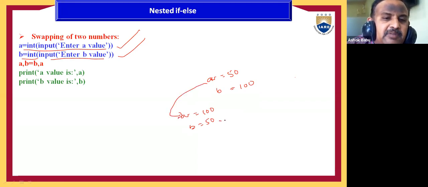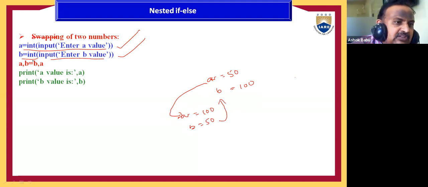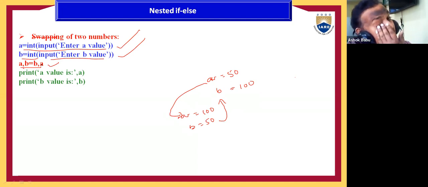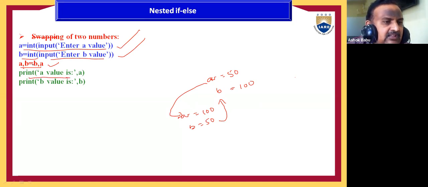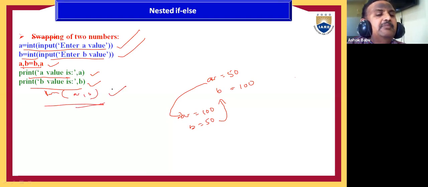A becomes B and B becomes A. So to write the logic, here I am using A comma B, where A comma B are the two variables. A comma B is equal to B comma A. After writing A comma B equal to B comma A, print A value is A, print B value is B. We need to print the A and B values. Or directly we can write print A comma B.